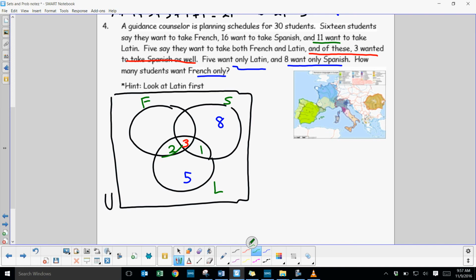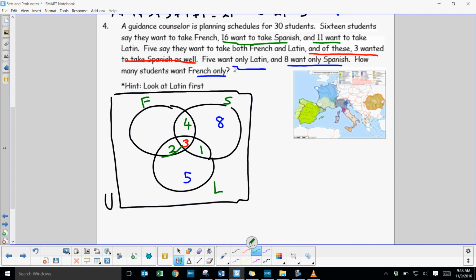Now look at Spanish. We've got all 3 for Spanish, we're just missing 1. Let's check how many need to take Spanish in total. 16 want to take Spanish. So far we've got 8 plus 1 plus 3, so that's 12. So for this circle to add up to 16, we must have a 4 that take French and Spanish only. Let's see, are there any on the outside? I think they're assuming that all students say they want to take a language. So in this case, maybe we're assuming that all students want to take a language. So therefore, there's 30 students in total.